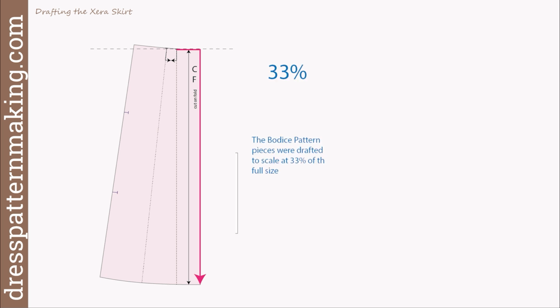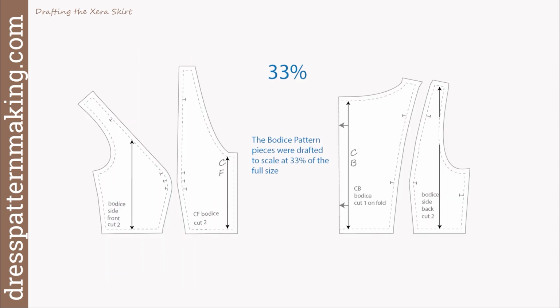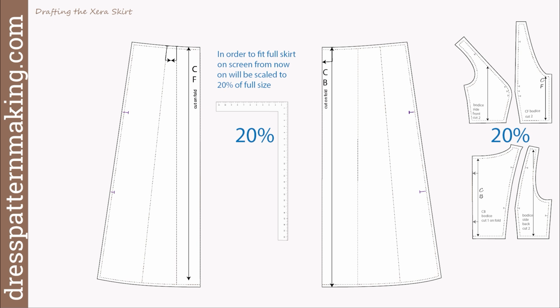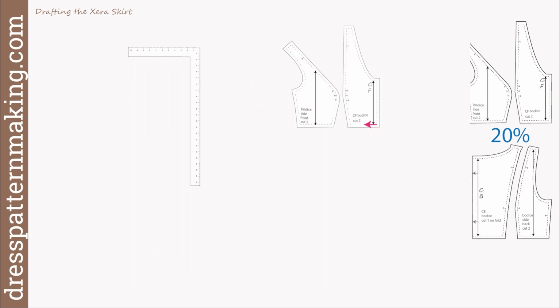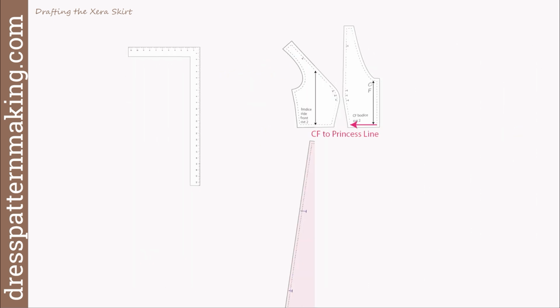When I drafted the bodice, I drafted it at 33% of the full size, but in order to get the whole skirt on screen, I have to reduce the scale to 20%, so my instruction images will be smaller in this section. Now first I need to refer to the front bodice pattern pieces and get the centre front to princess line measurement, because that's where the pleat will be on the skirt. For me that's 9¼ centimetres or 3 5/8 of an inch.